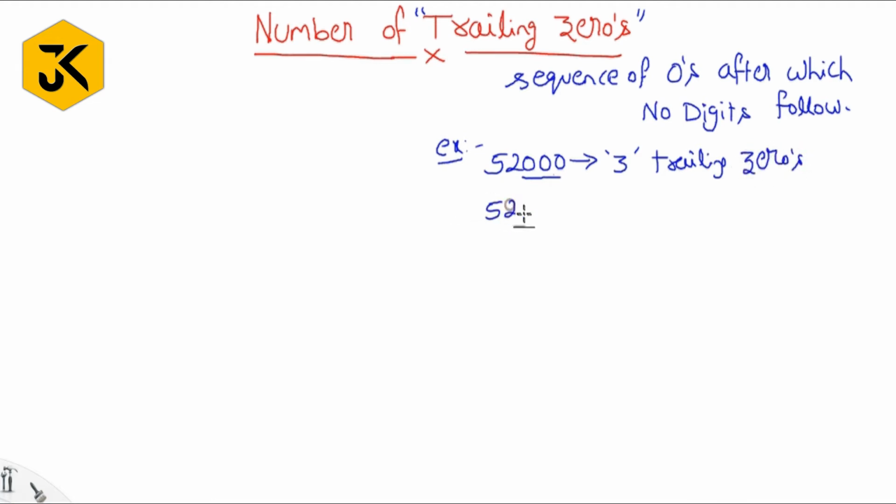Let us take 52,001. Here, is there any sequence of zeros after which no digits follow? No. Here zeros are there, but after them one digit follows. So how many trailing zeros? 0 trailing zeros.